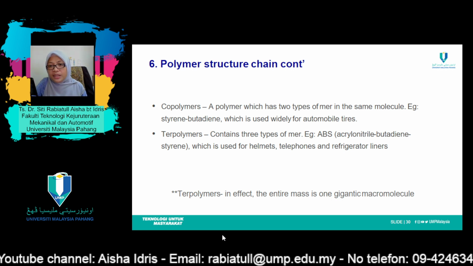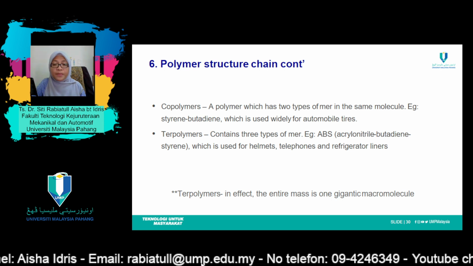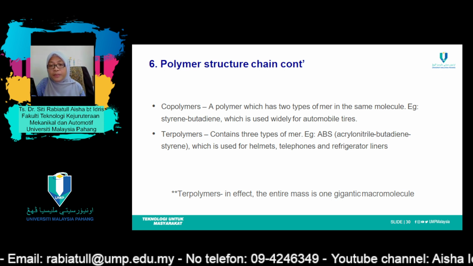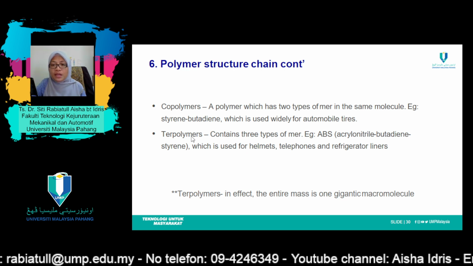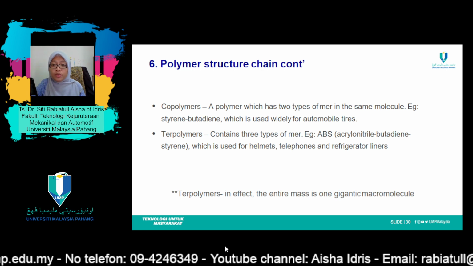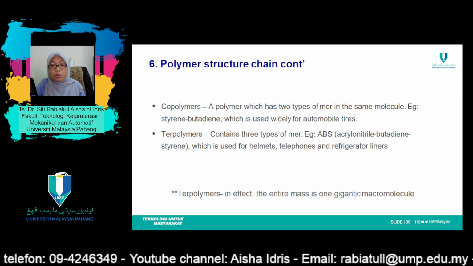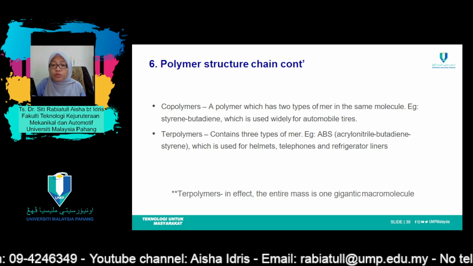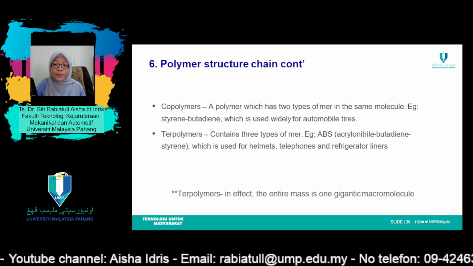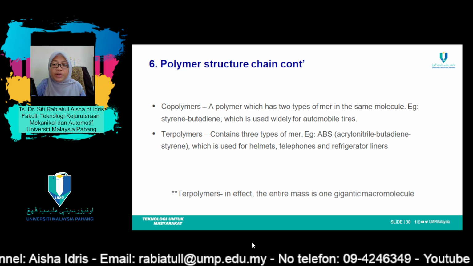And another part in polymer are copolymers and terpolymers, like the one that I've mentioned to you in the earlier lecture. Copolymer is actually a polymer which has two types of mer in the same molecule. For example, styrene butadiene, which is used widely for automobile tires. And meanwhile, for terpolymers, it contains three types of mers like ABS, which is normally used for helmets, telephone, and refrigerator liners.